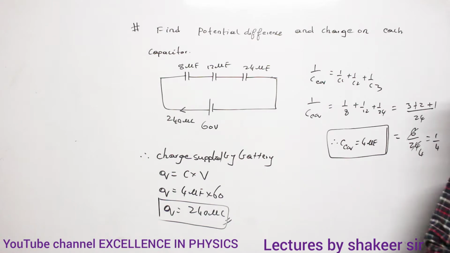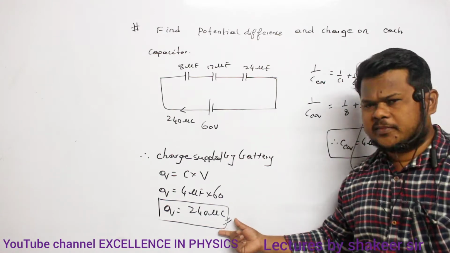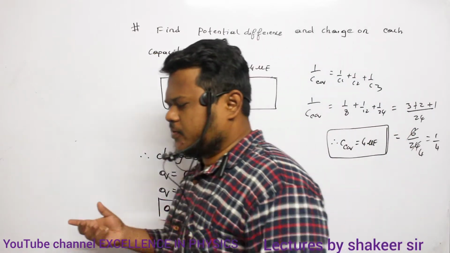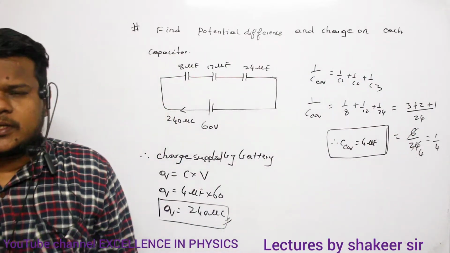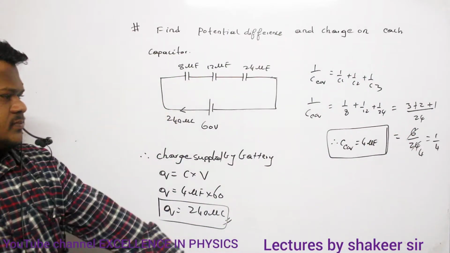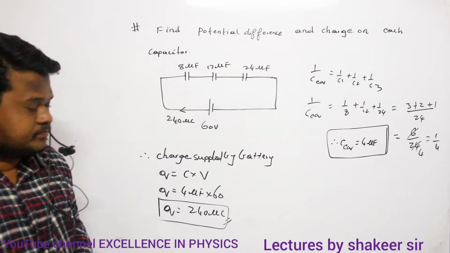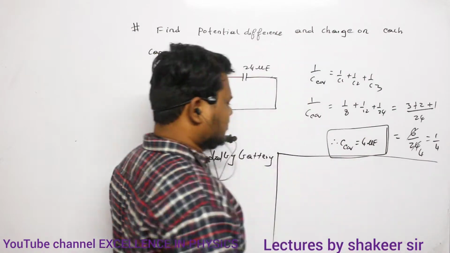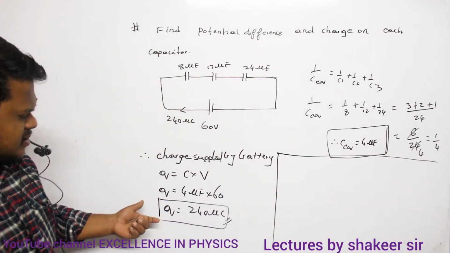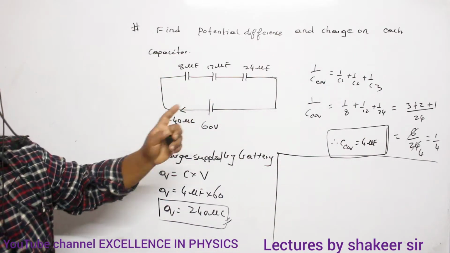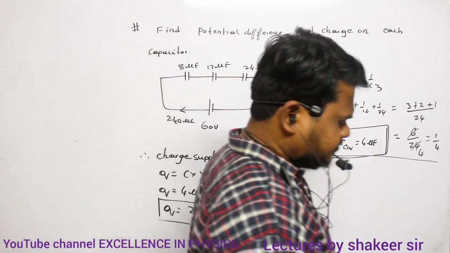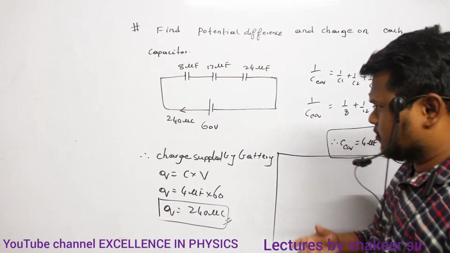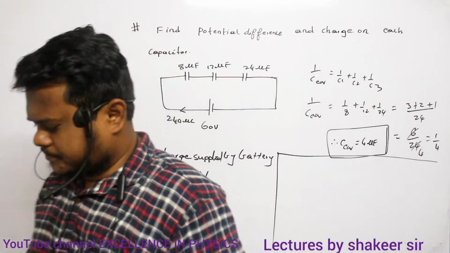The total charge supplied by the battery we have calculated is 240 microcoulombs. Now how will this charge be distributed among these three capacitors? Anybody? Come on. Any idea? You should try to answer. You should not be silent.